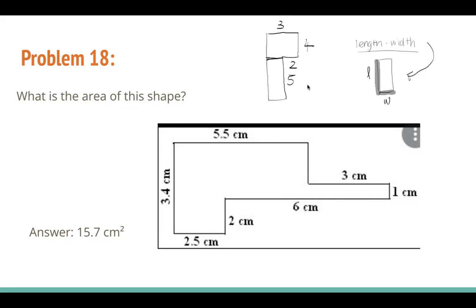So if I draw a line right here, do I get two shapes that look like rectangles? Yes, I do. So we have a rectangle that's 3 by 4, and we have another rectangle which is 5 by something. So how do we find that something? What should we do? Well, we know that in a rectangle this side is equal to this side. So this side is also question mark.